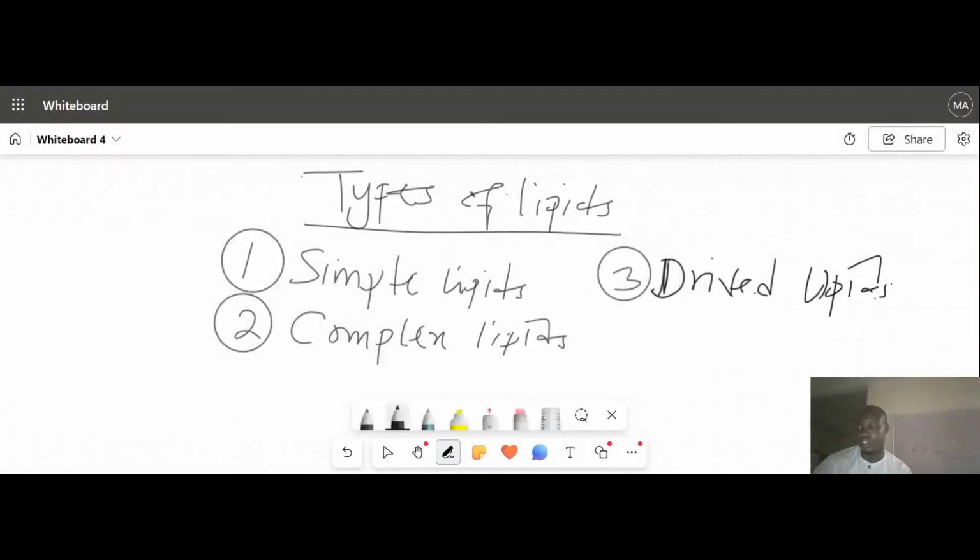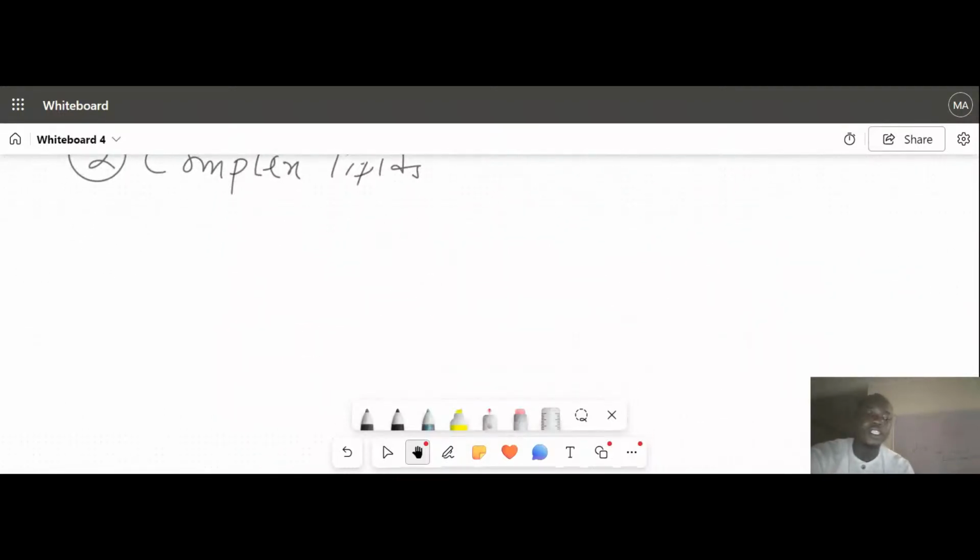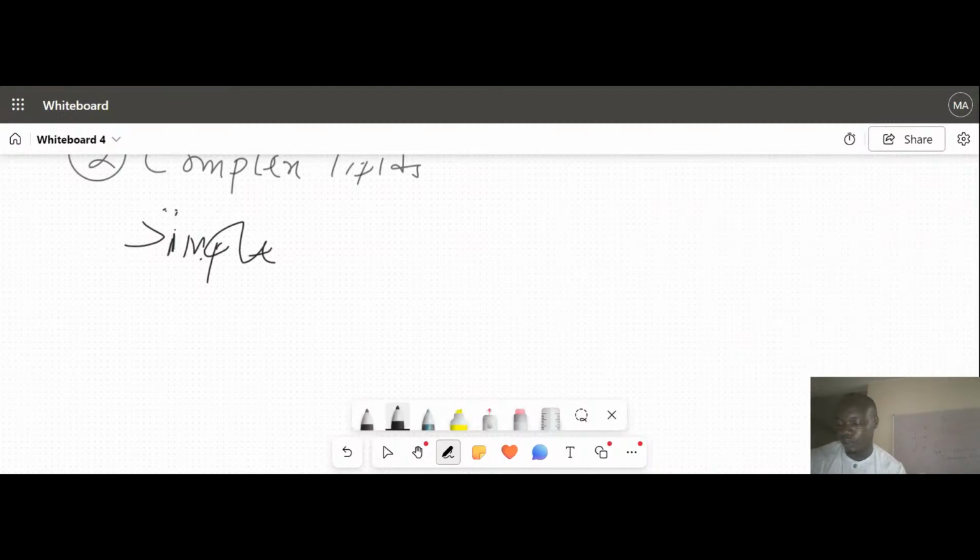So we are now going to start with the simple lipids. What is a simple lipid? From the word simple, it means that it is not complex. It's something that you can easily handle. The simple lipid is also divided into two.